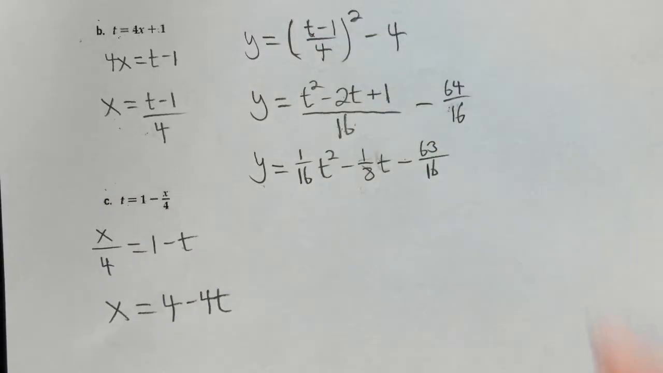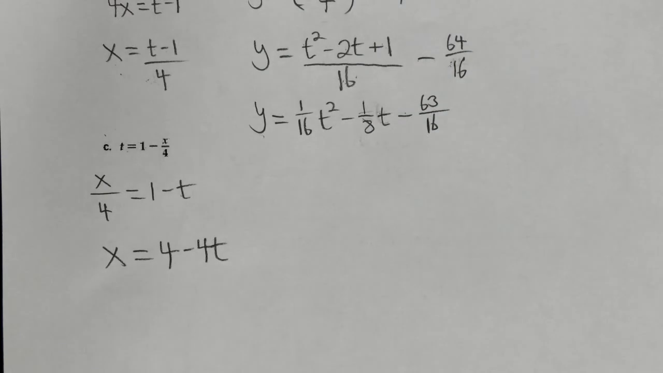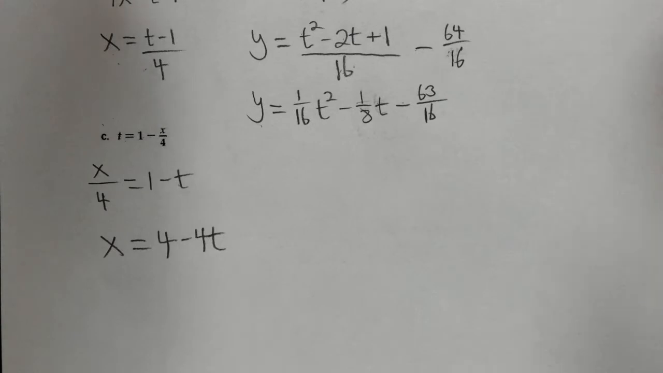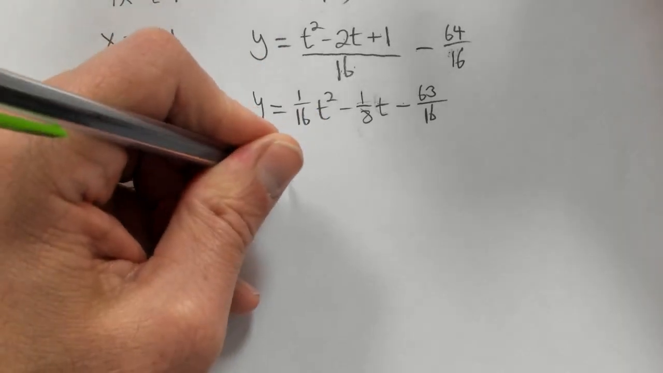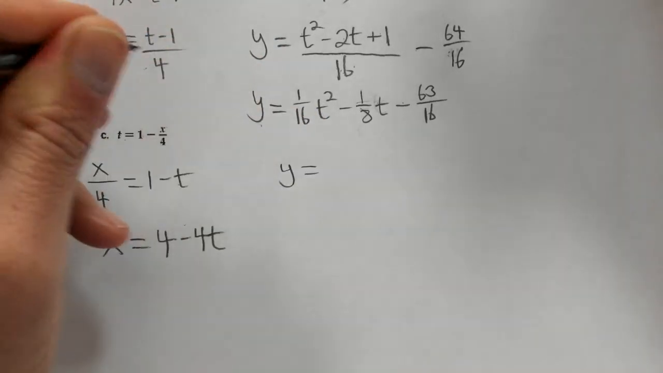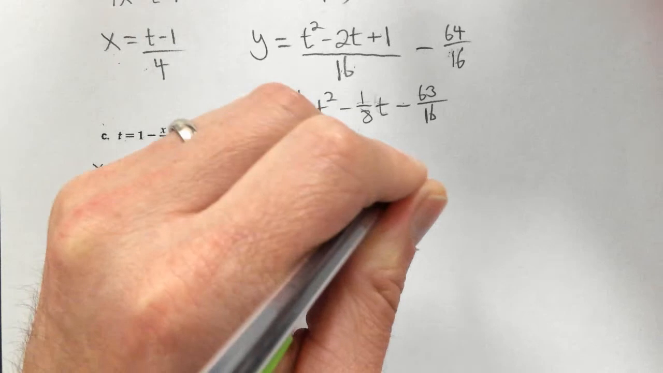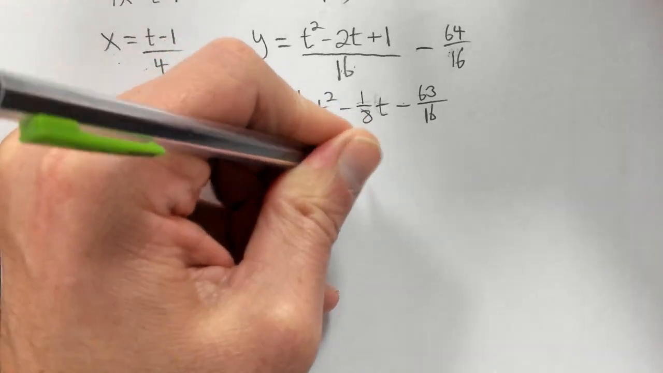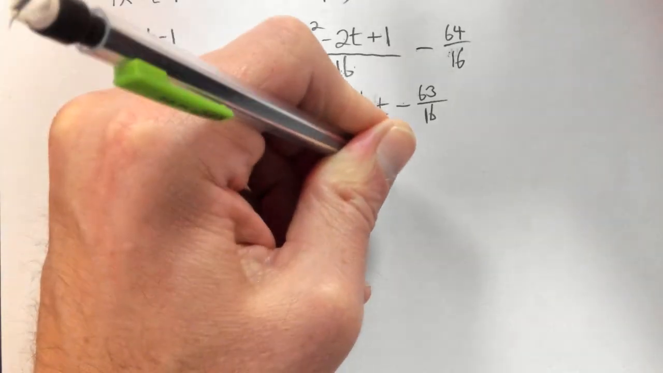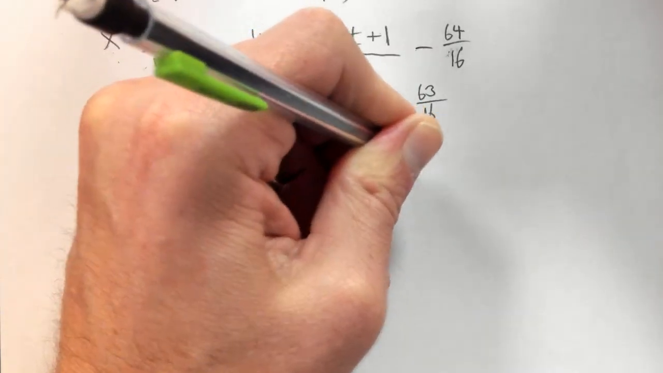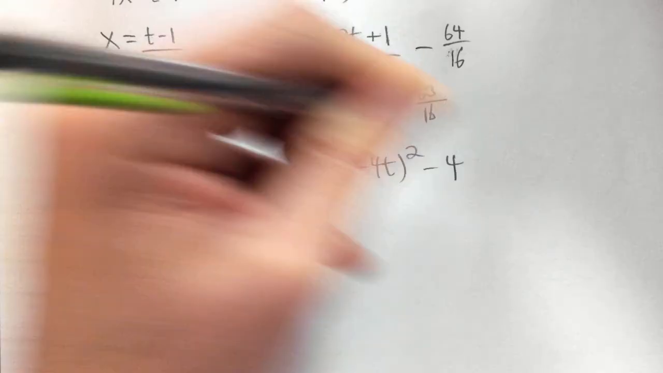And you can leave it just like that. The t term does not have to come first in this case. And so we need to write out the y parametric equation. And so I'll sub x for this, and it becomes y equals (4 minus 4t) squared minus 4.